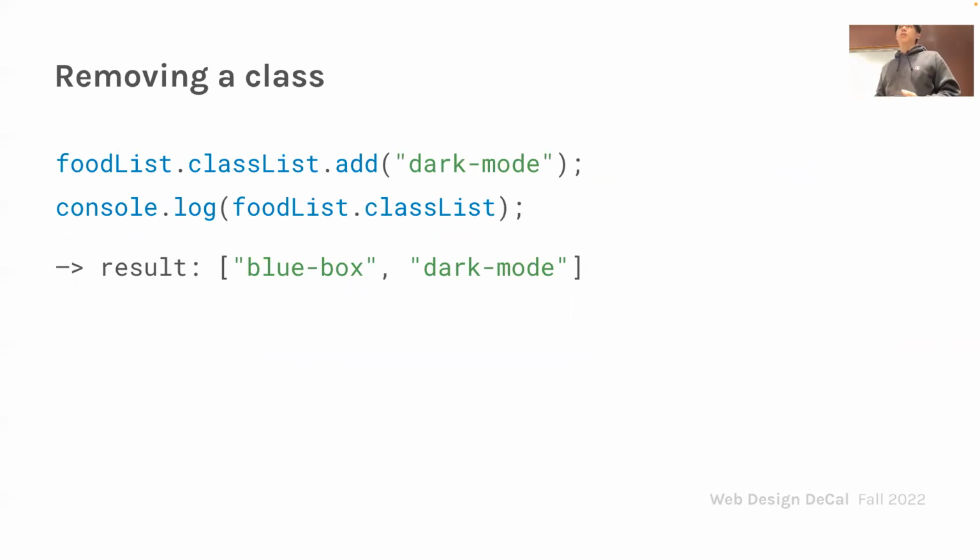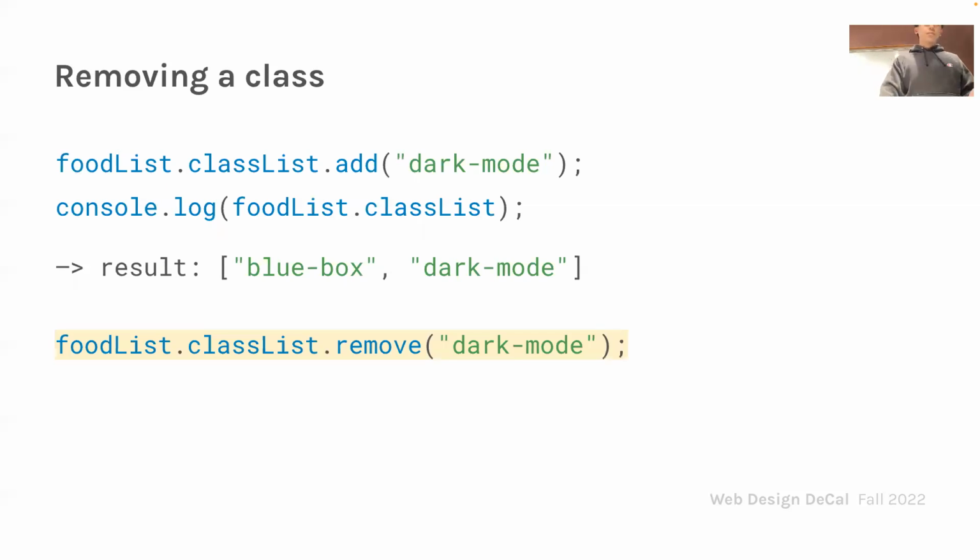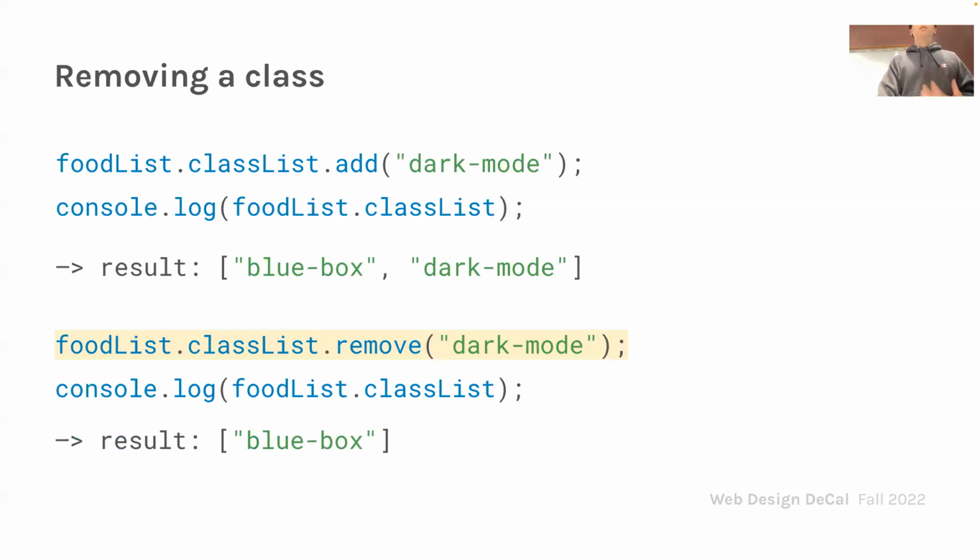And then removing a class is the same. In this case, we added the class dark mode. If we use the remove function, it just gets rid of it. And then if we print it again, we'll just have our original blue box.